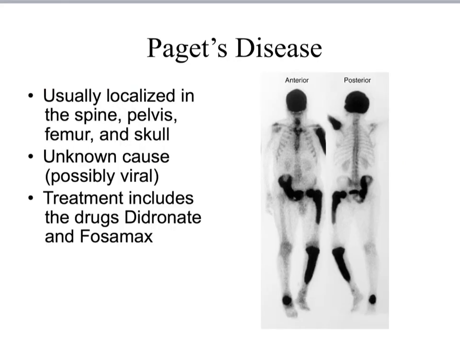It's usually localized in the spine, pelvis, femur, and skull. As you can see in this x-ray, the parts that are really dark have a whole lot of bone density. The cause is really unknown. It's suspected that it could be viral. Treatments include drugs like etidronate and Fosamax.